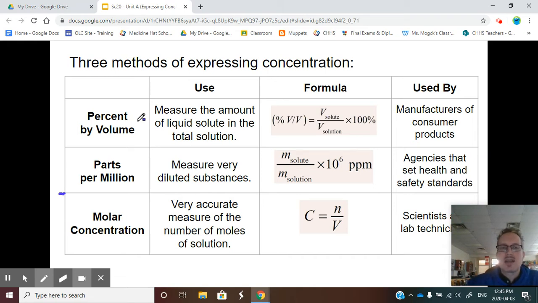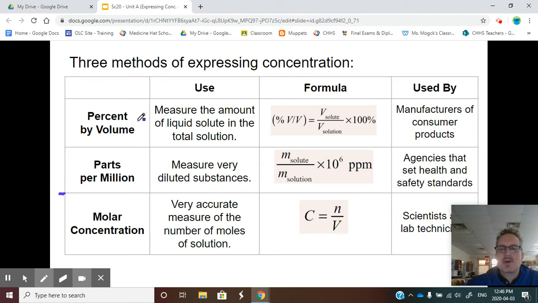For parts per million, we tend to use this for very, very small, very diluted substances. In a lot of cases, this could be the toxicity of water. So when we're thinking about, hey, how much mercury is in the water? How much lead is in the water? Lead is in the paint, possibly.